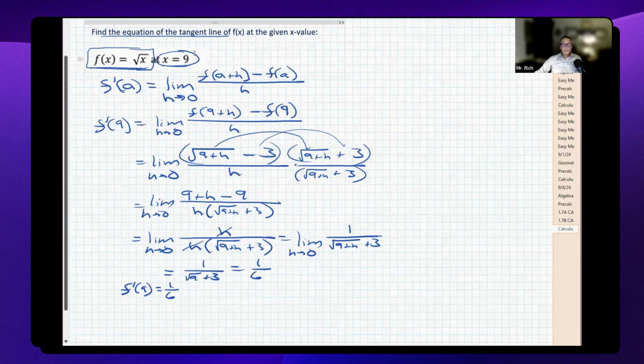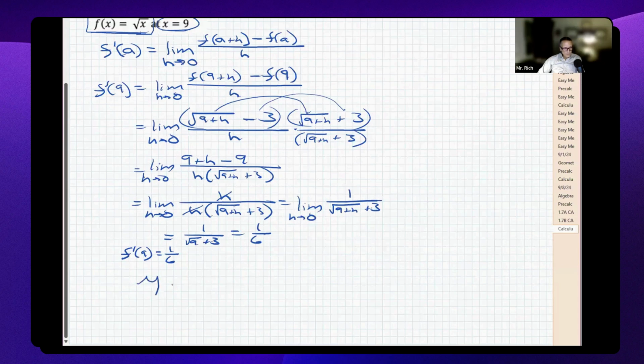So now I'm ready to make the equation of the tangent line. Here's what we always start with in calculus when it comes to writing an equation of a line. We're going to use what we called the point slope form of a linear equation. This is something that you learned back in Algebra 1.